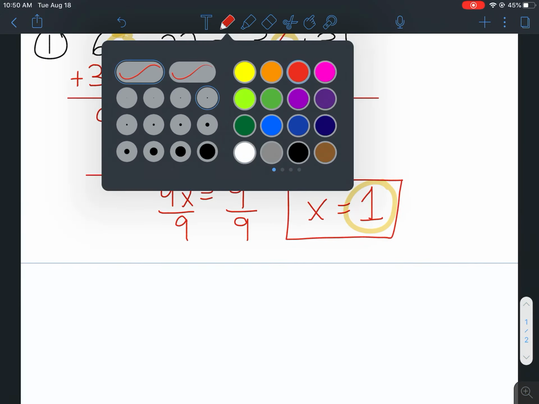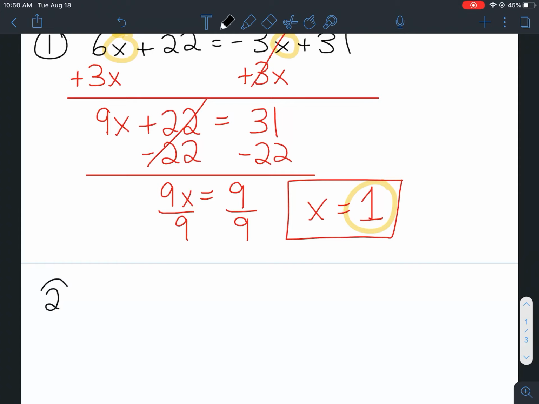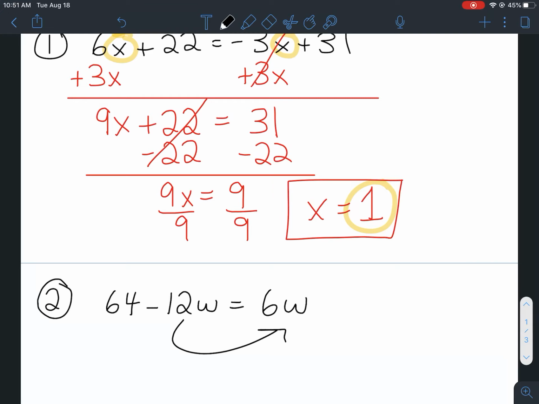Okay, moving on to our second problem here. Now we have 64 minus 12w equals 6w. So now we don't have any distributing to do, we don't have any fractions to clear out, and there's no like terms on the same side, so I'm forced to try and get all of my variables to one side. Well, it would be nice if this variable was over here, because then I would just have a one-step equation.